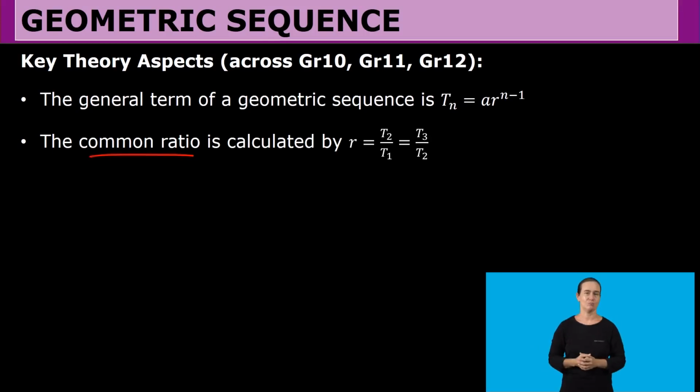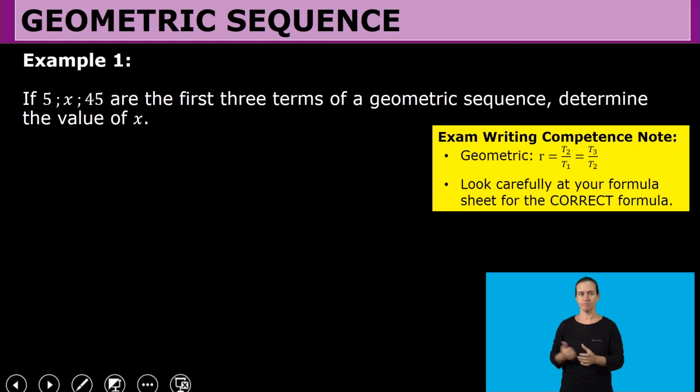So immediately we can see the difference between an arithmetic sequence and a geometric sequence. When we are subtracting to get the common difference, that will be the arithmetic sequence. But when we are dividing, we divide to get the common ratio, and that tells us that it is a geometric sequence. Let's look at the first example.